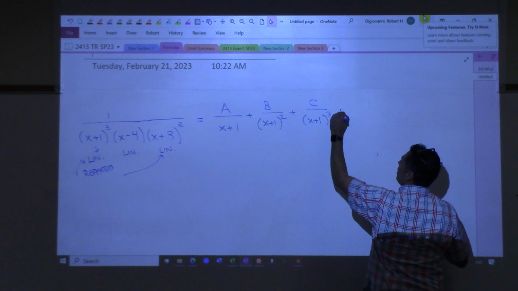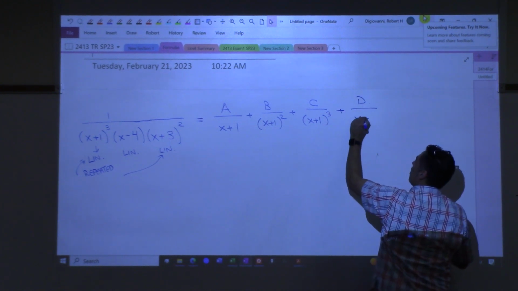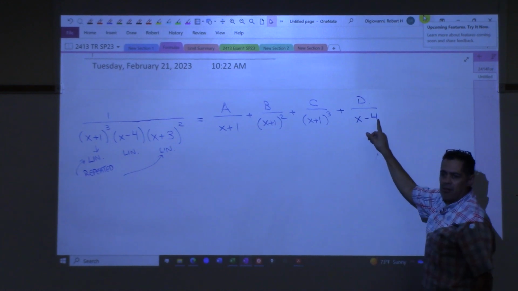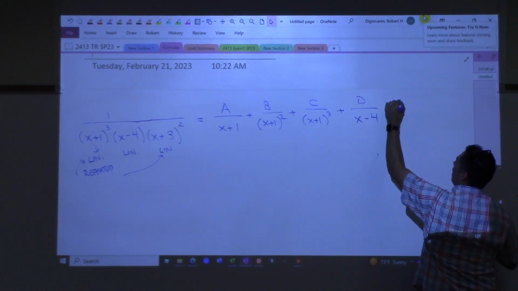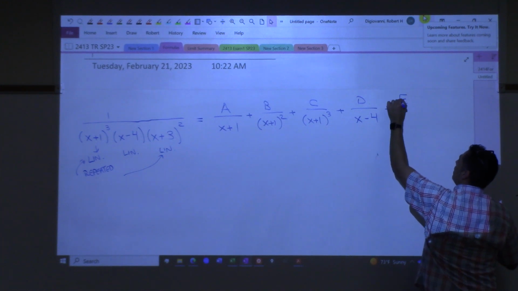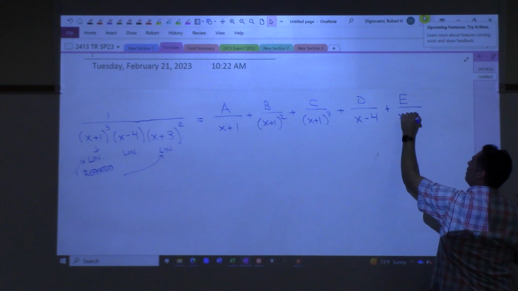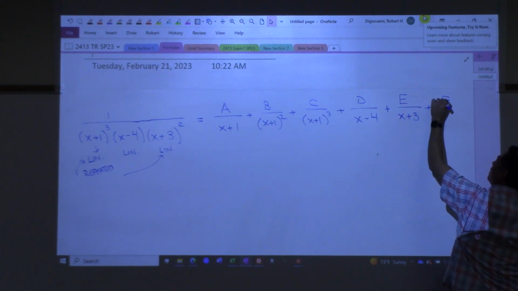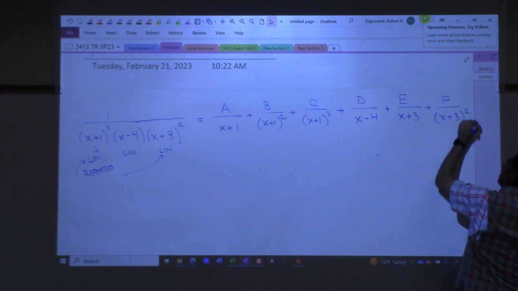Well, that's linear, right? So I have another constant D over that linear factor. But that one's not repeated, see? So I only need to write it one time. And then the last linear factor, A, B, C, D, E, right? X plus 3, F over x plus 3 what? Quantity squared. And then I can be done.